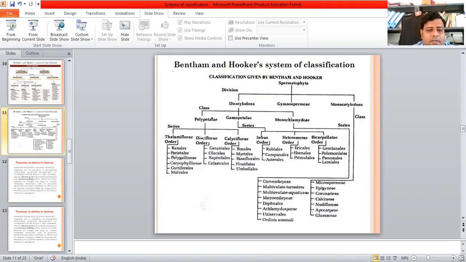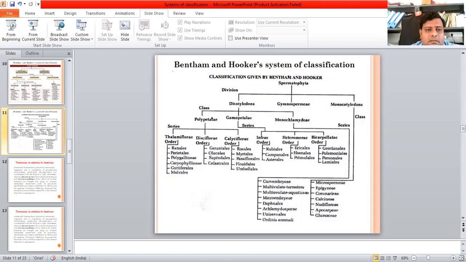Seeds are albuminous. Series Apocarpae, the perianth is absent or uniseriate or biseriate, the ovary is superior with one or more than one carpel. The seeds are exalbuminous. Series Glumaceae, the perianth is scaly or glumaceous, or absent. There is usually one ovule. Seeds are albuminous.